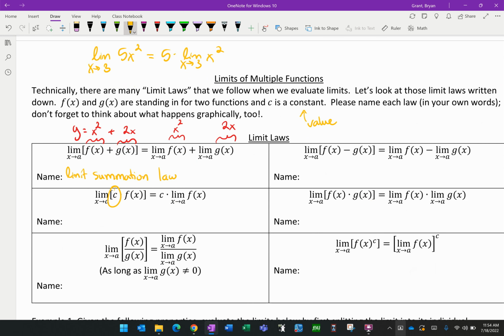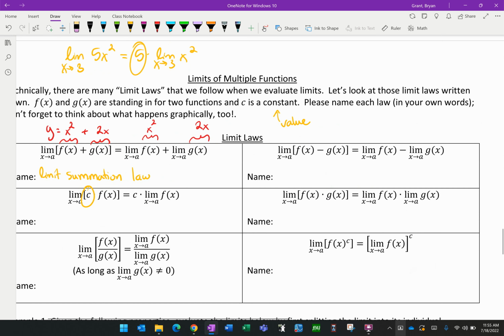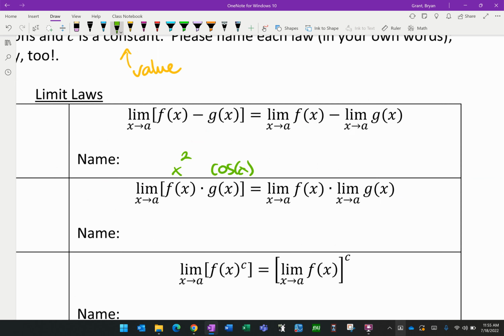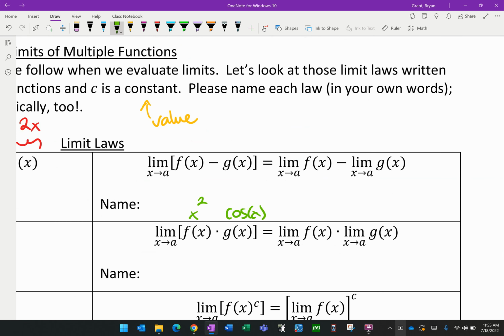Instead of a constant, a single number times an equation, our fourth one has two equations multiplying together. So those equations could be something like x squared and cosine of x, right? And they said that you can actually find the limits completely separately. Now there is a caveat or an exception here: all of these laws only work as long as both limits exist, right? So for this right side, I'm just going to say something like both limits must exist.